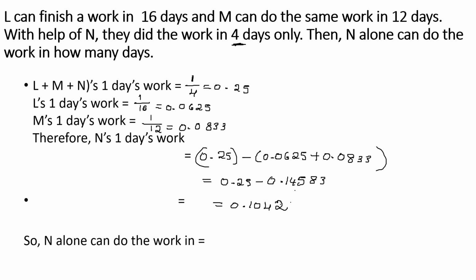So time taken by N alone, or N alone can do the work in how many days? So 1 divided by 0.1042. 1 divided by 0.1042 is equal to 9.6 days. The answer is 9.6.